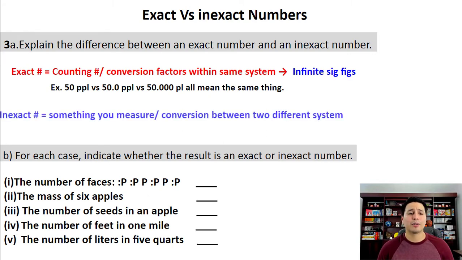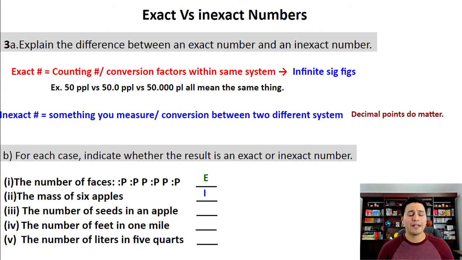Now, in an inexact number, we're looking at something that you measure. It's also going to be a conversion factor between 2 different systems. So remember, in this case, decimal points do matter. So question B reads, for each case, indicate whether the result is an exact or inexact number. The number of faces, well, because we can count the number of faces, that's just going to be an exact number. The mass of 6 apples, because we are weighing, this is going to be an inexact number.